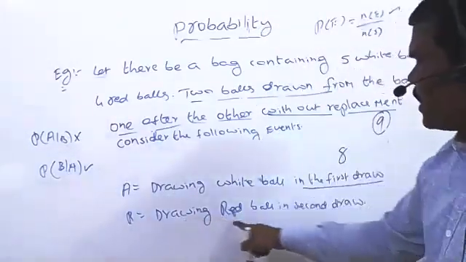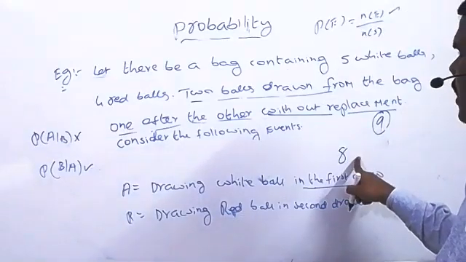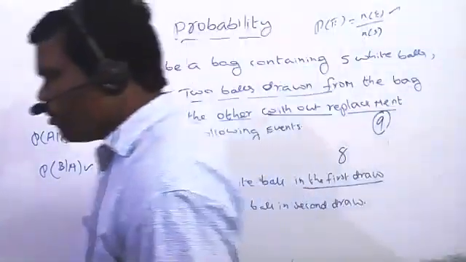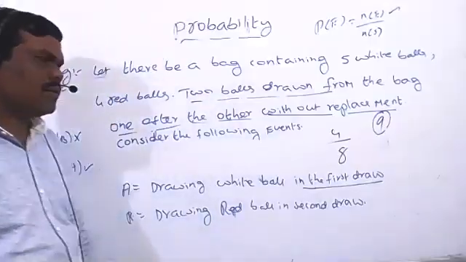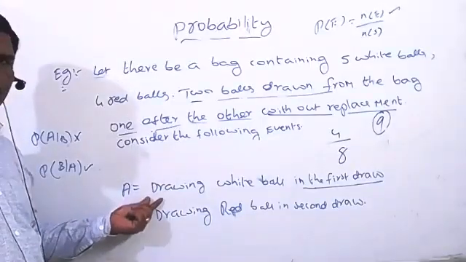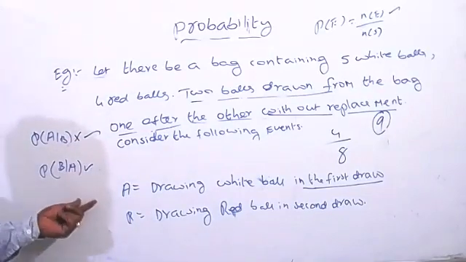What is the meaning of B here? Red. And how many red balls are there in total? 4 red balls are there. Then what do you get? 4 by 8 is the answer, which is 1/2. Suppose the second event is given as A and the first event is given as B. At that time we have to find the probability of A by B. For finding B by A, it's not possible.